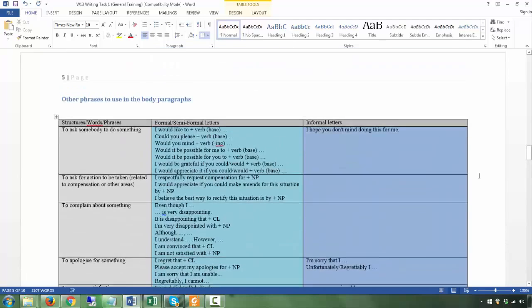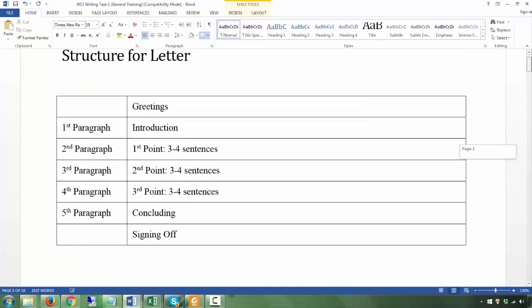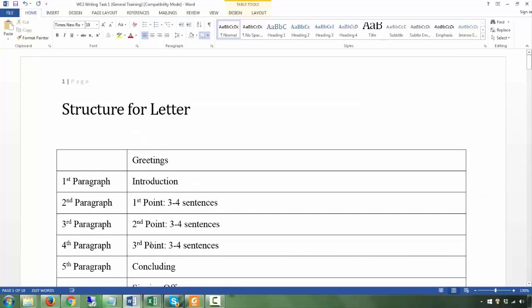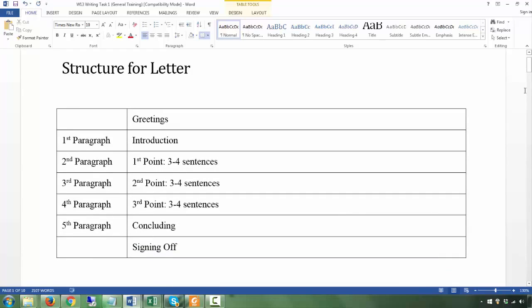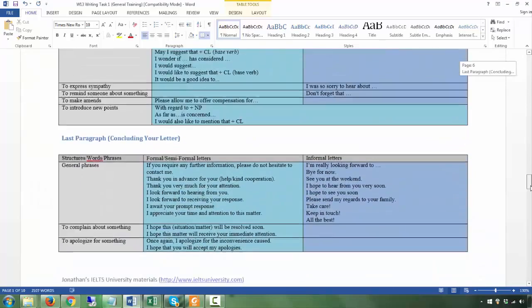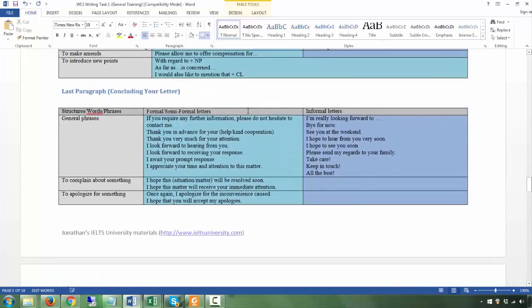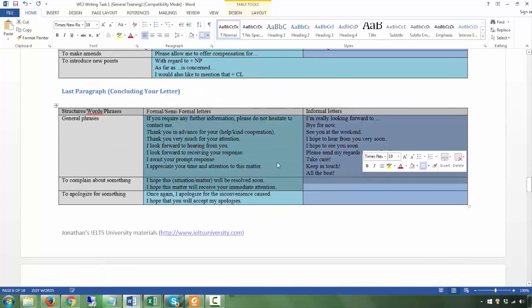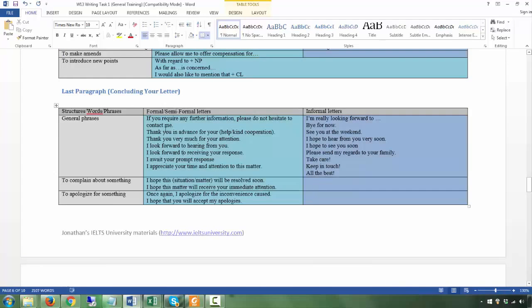And then lastly, 3 to 4 sentences for each point. Then we get to the concluding paragraph, which is just going to be another 1 sentence. Here are some phrases you can use. These are some of the general phrases, and in formal letters you can just say, I'm looking forward to seeing you, to hearing from you, or whatever it may be.